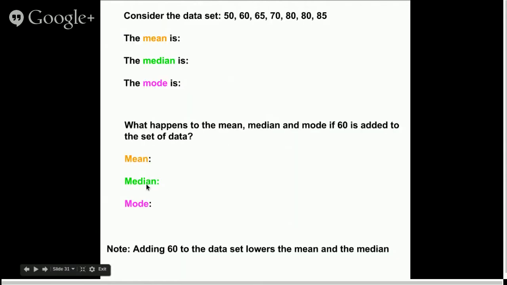All right. Find the mean, median, mode of this data set. Go ahead and pause it. Okay. Now, what if we add a 60 in there? What do you think is going to happen to it? All right, go ahead and pause it. The mean went down, the median went down, the mode stayed the same, but we added an extra mode in there.